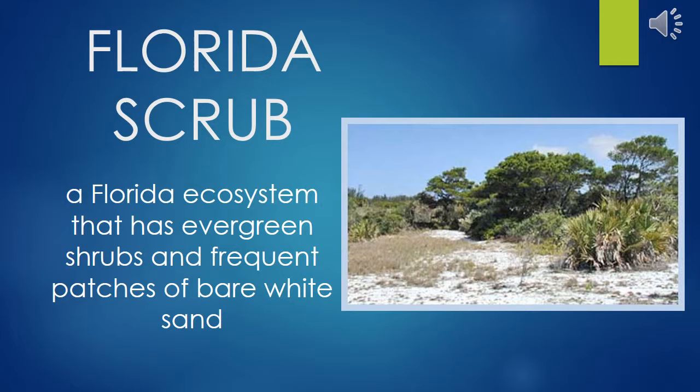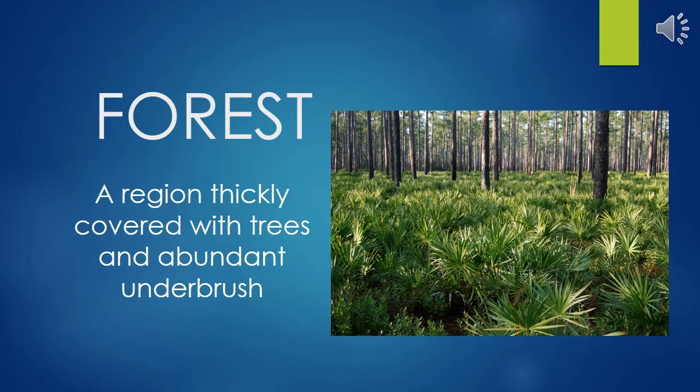Florida scrub is a Florida ecosystem that has evergreen shrubs and frequent patches of bare white sand. Forest. A forest is a region thickly covered with trees and abundant underbrush. In Florida, we often see pine trees and short underbrush like these saw palmettos here.